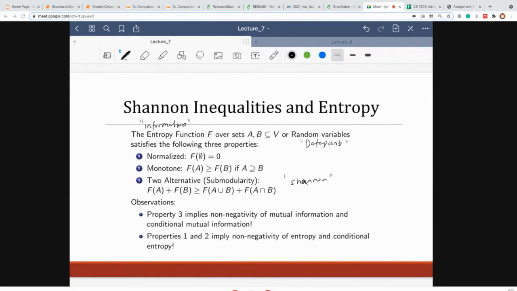An interesting observation is that property 3 directly implies the non-negativity of the mutual information and the conditional mutual information. So submodularity is critical for the mutual information and conditional mutual information to be non-negative. And properties 1 and 2 actually imply the non-negativity of entropy and conditional entropy, okay?